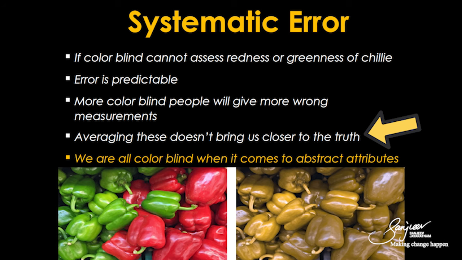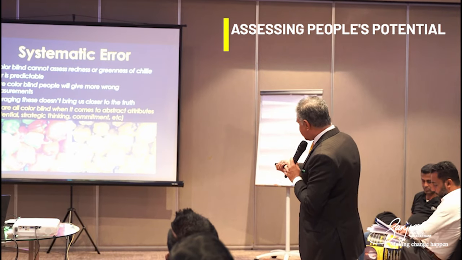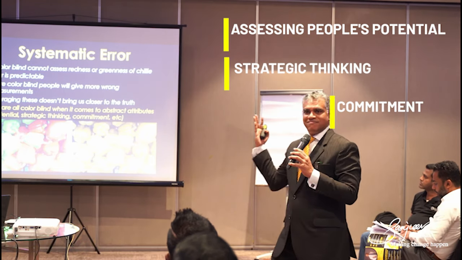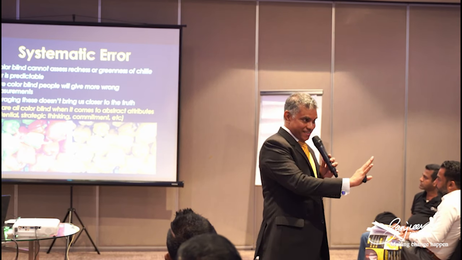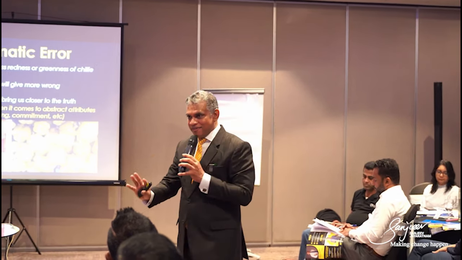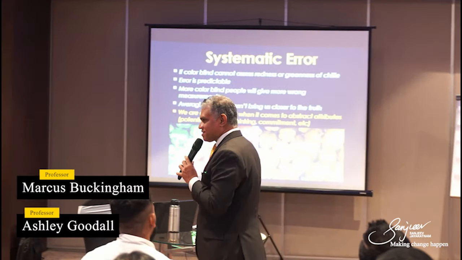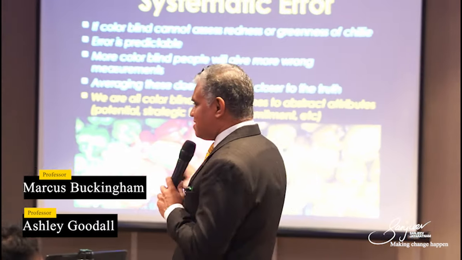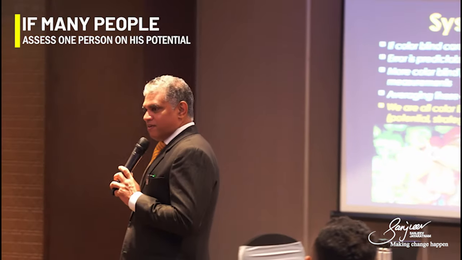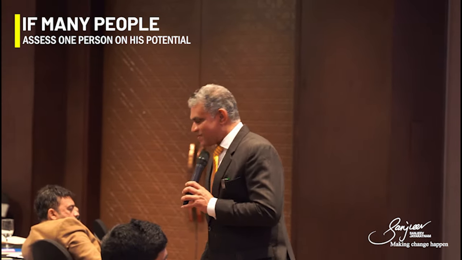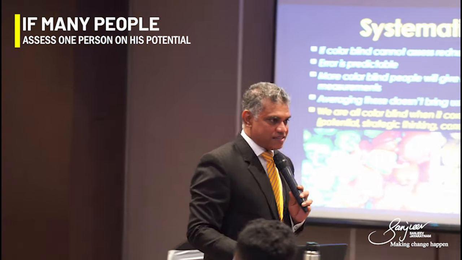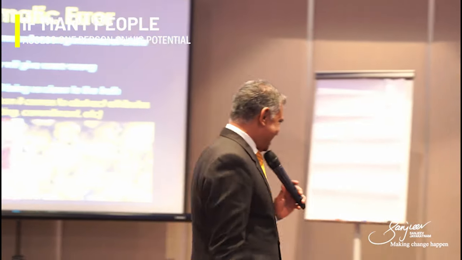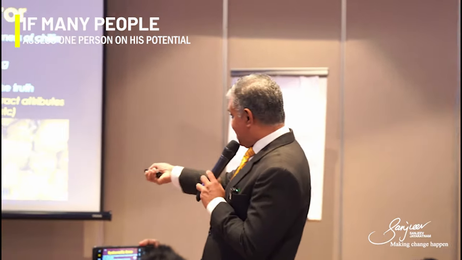So what's the learning here? We are all colorblind when it comes to abstract attributes like assessing people's potential, strategic thinking, commitment, curiosity. Now that's the learning. It is coming from some research done by two Harvard professors. So what does this mean? If Dilruk is asked to assess someone on his potential, the way you assess him, and if I was to assess him, and if Irendra was to assess him, and if Shenal was to assess him, it's like four colorblind people trying to assess them.